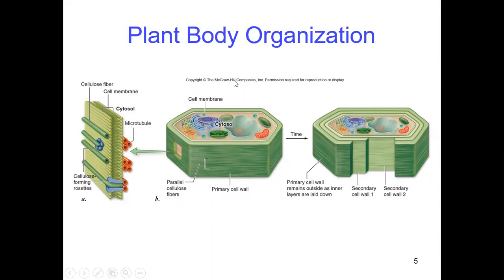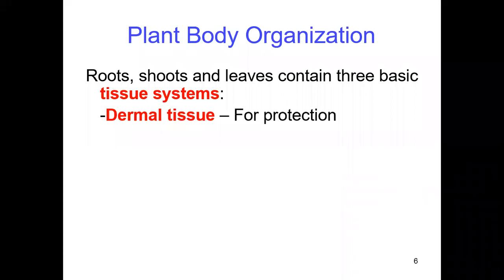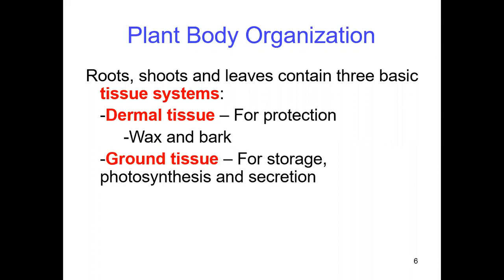If you see this plant body organization, root, shoot, and leaves contain three basic tissue systems. The first we call the dermal tissues. This is used for protection, and they also have some kind of waxy coating that you call a cuticle. And after maturity in the dicot mostly, they form the bark.